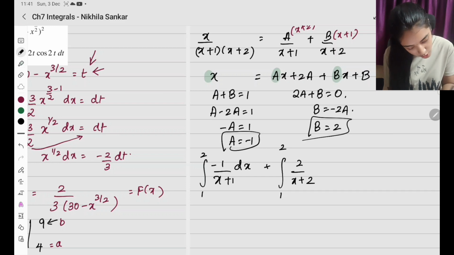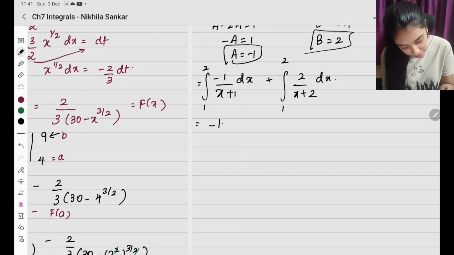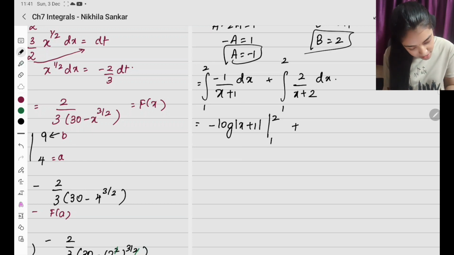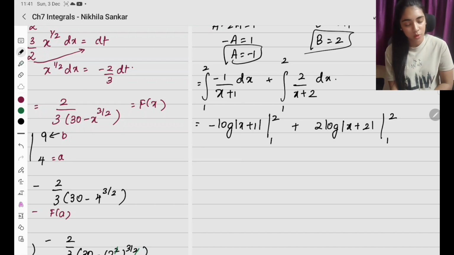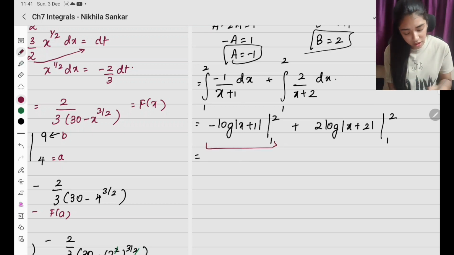So plus b, which is 2 divided by x plus 2. And what are the limits? 1, 2 times dx. Okay. Now when I simplify, I have minus log mod x plus 1 bar 1, 2. Upper limit, lower limit, I am going to substitute. Plus 2 log mod x plus 2 bar 1, 2. Okay. Now, this particular term, I have a minus sign. I'm going to take that outside.